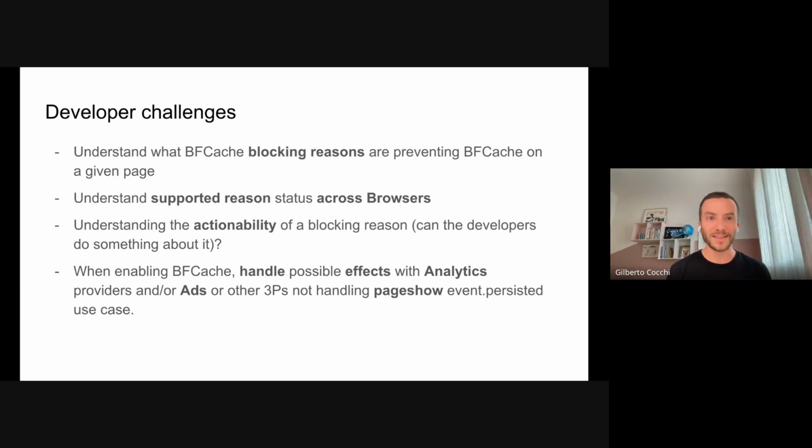The second one is understanding, okay, if I identify the so-called BFCache blocking reasons or not restored reasons, there are different names around this. So how can I tell which reason is supported on one browser compared to another one, which is an interesting challenge. And I think some developers have a hard time getting through this.